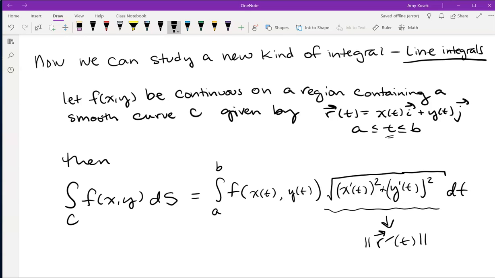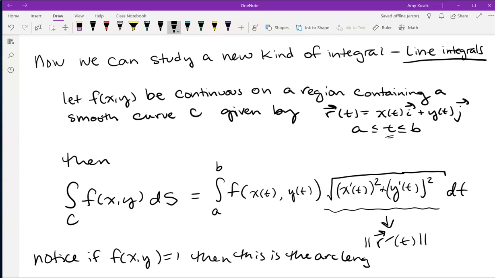Now, one really interesting thing to notice as well is that if f of x, y is just the function 1, then this integral is the arc length formula, which we had learned back in chapter 12. So that was in, let's see, 12.5. So what happens then if you just integrate the function 1 over this curve, what you really get is the arc length of the curve that we're integrating over.